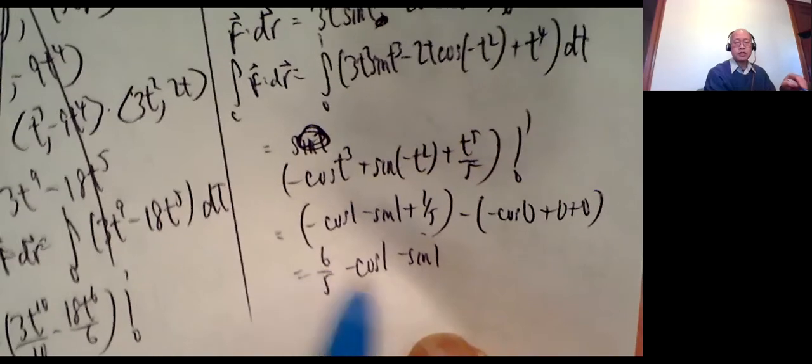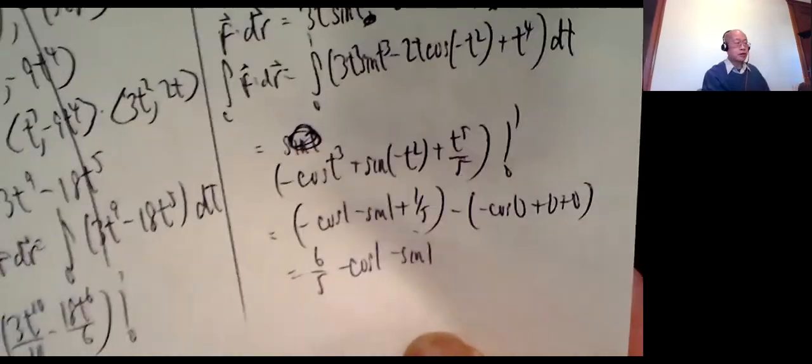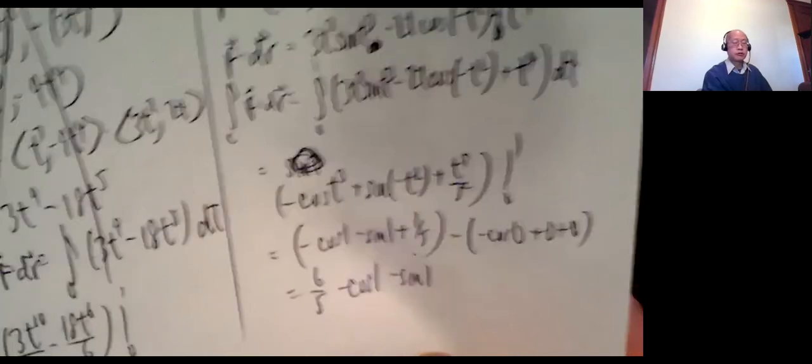So the final answer is 6/5 minus cosine of 1 radian minus the sine of 1 radian. And that's as good as it gets. You just have to leave the answer like that. And we're finished.